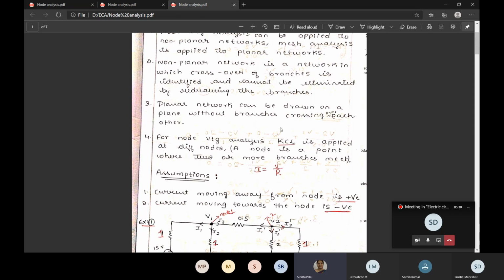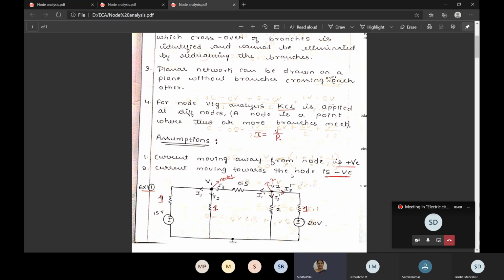And important, for node analysis we'll be using Kirchhoff's current law. That is important. For mesh analysis, we were using Kirchhoff's voltage law. Here we'll be using Kirchhoff's current law, where the current is written in terms of voltage and resistance. I is equal to V by R is the formula that will be used for node voltage analysis. V is equal to I into R is the formula used for mesh analysis. And for node, we'll use I is equal to V by R.